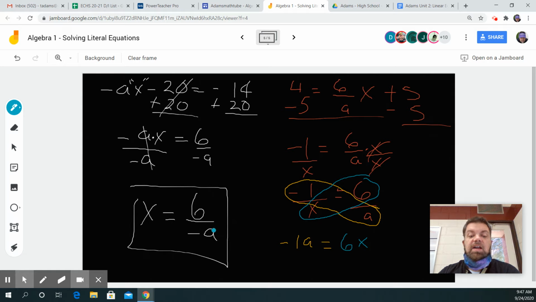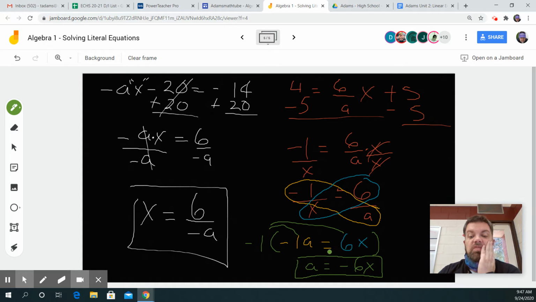All right. Now, I've got to get rid of that negative 1. So to get rid of the negative 1, I'm just going to multiply everything by negative 1. So negative 1 times negative 1a just becomes a positive a. Negative 1 times 6x becomes negative 6x. And that is that answer.